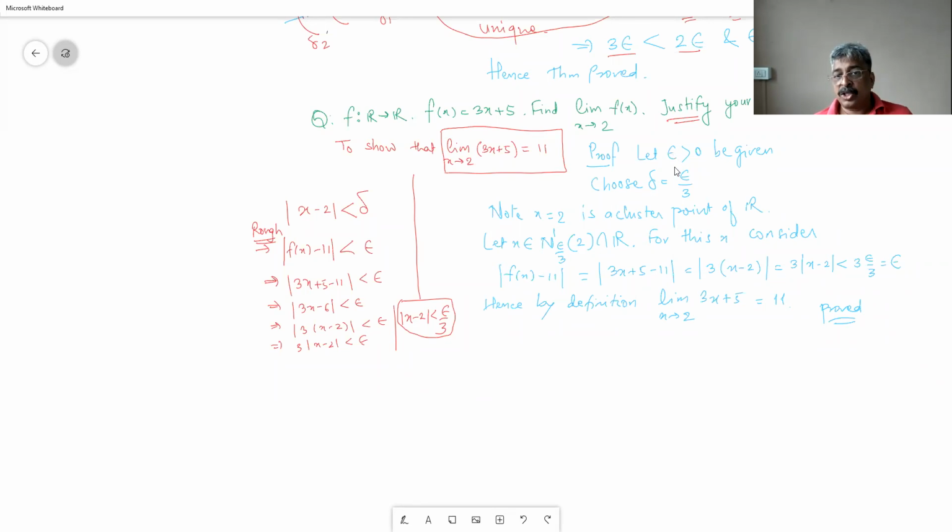So if you say epsilon is equal to 1, then delta will be equal to 1 by 3. If you say epsilon is equal to 2, then delta will be 2 by 3. And it works. So for every epsilon it will work. We can find the delta. There exists delta. It will depend on epsilon. Delta will be dependent on epsilon, and therefore in this example we are getting delta equal to epsilon by 3. Okay, sir.